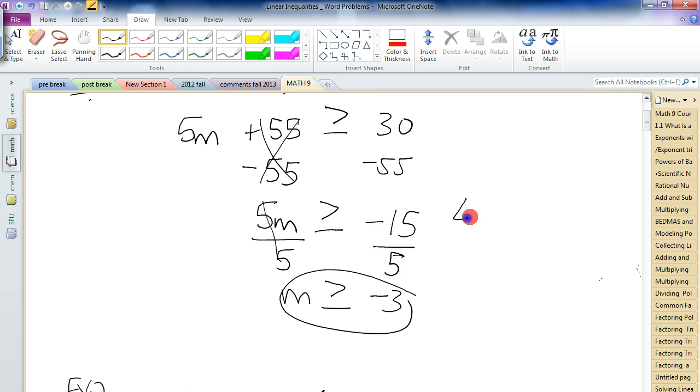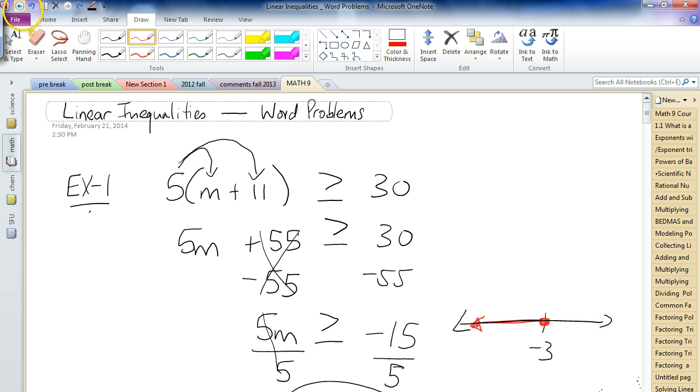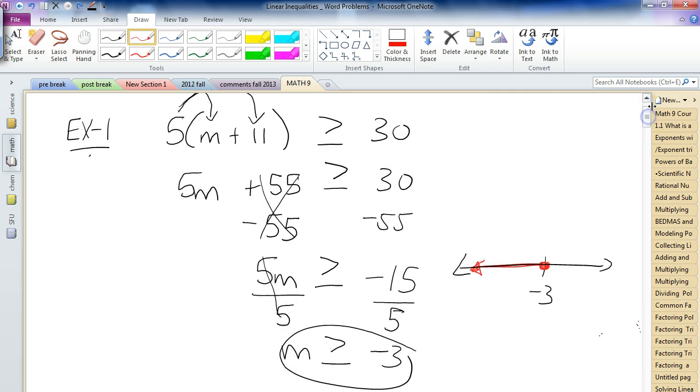And if you were to graph that, we put the negative 3 there. m is greater than or equal to. That means a solid dot at negative 3. And it's greater, so that means you go to the right. Or left, sorry. Wrong way. The other way. Bigger. This is the bigger direction.